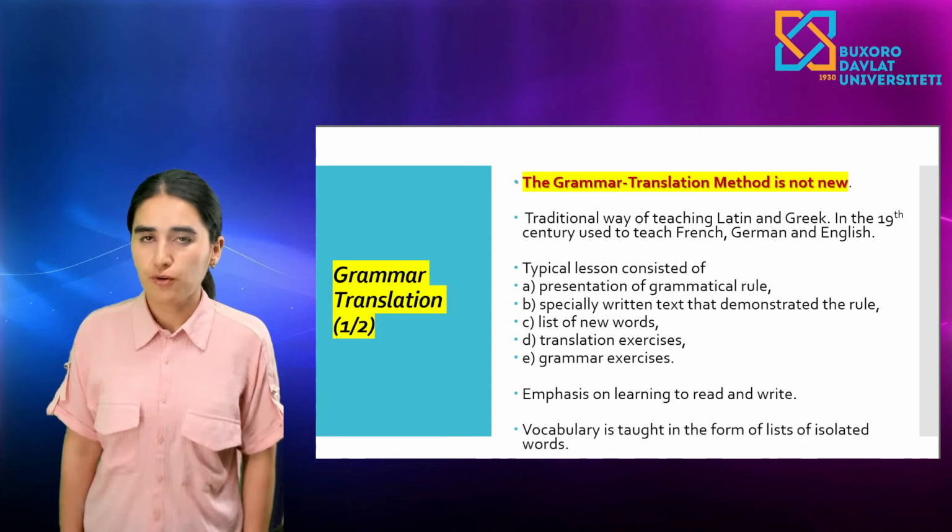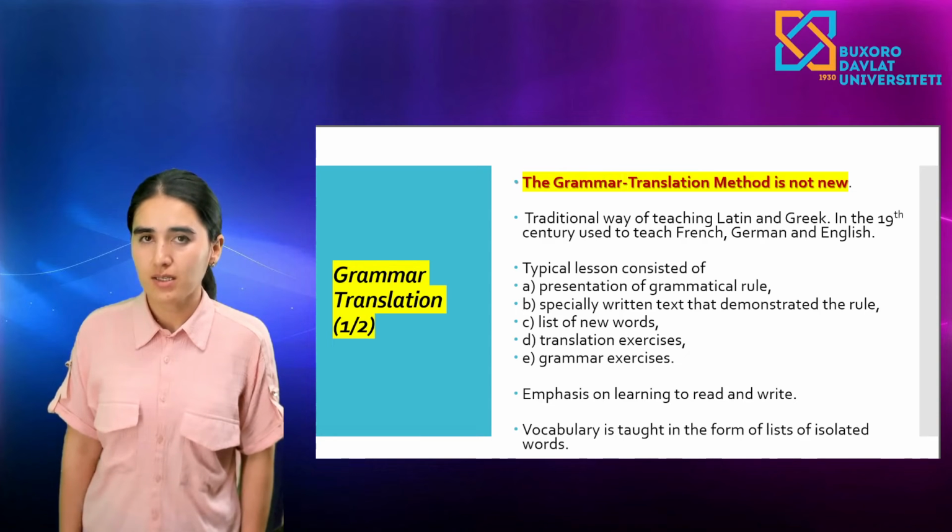This teaching method has a great history, and there are some typical features that the grammar translation method holds. First of all is the presentation of the grammatical rule. Grammatical rules are very important in this method. Next is specially written text that demonstrates the rule. It means that writing skill is also important. The next feature is the list of new words. GTM especially pays great attention to reading, writing, and increasing vocabulary as well. Translation is also important in this method.